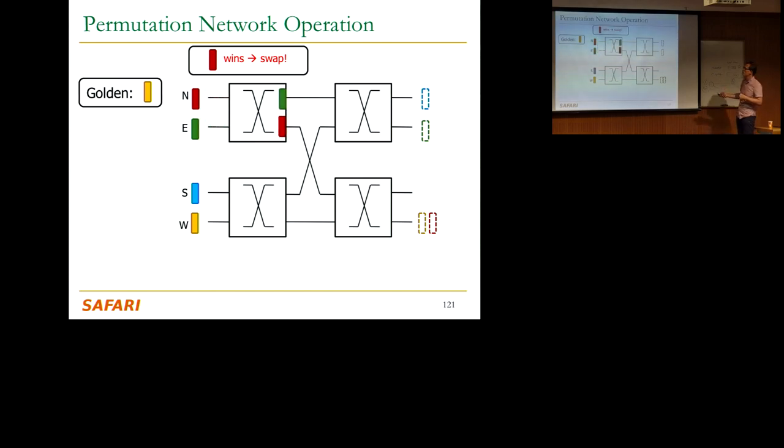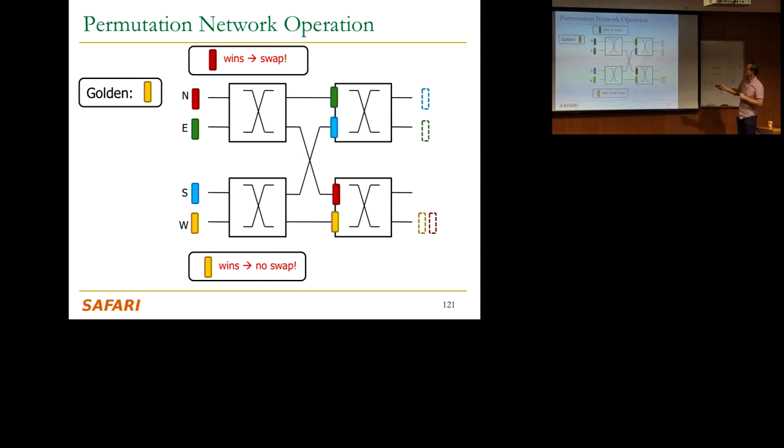That's why it makes the decision of swapping. That's the idea. So here, the golden one gets the priority, and the golden one wants to go here, which means that there is no reason to swap it, right? You send it through this way.